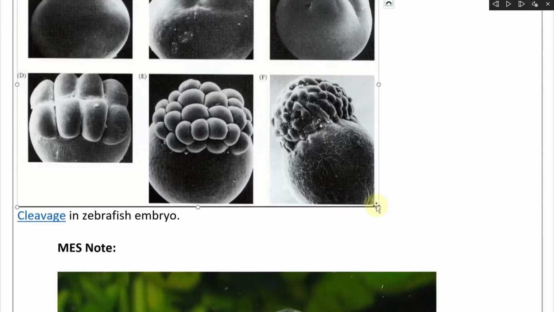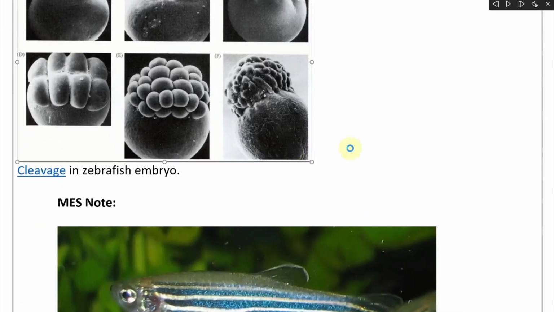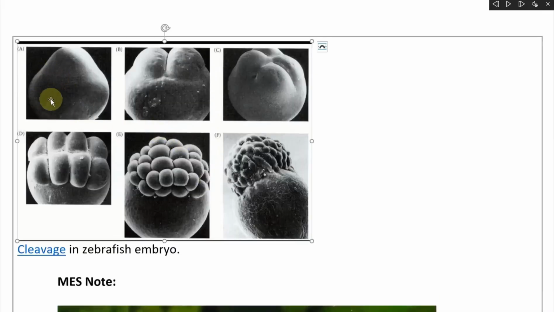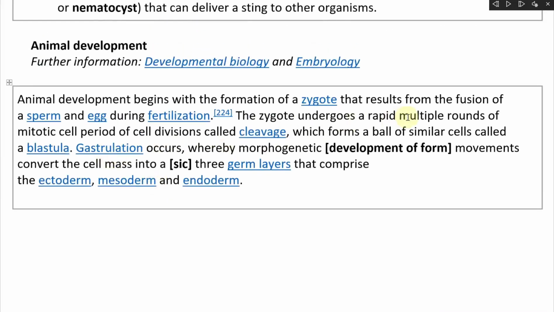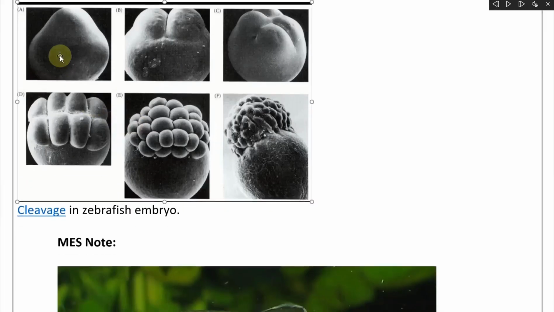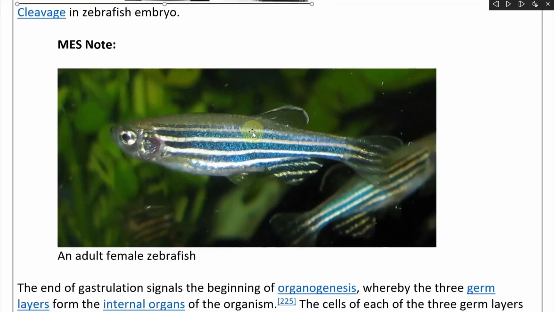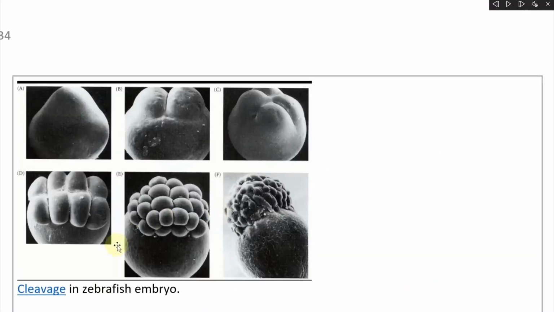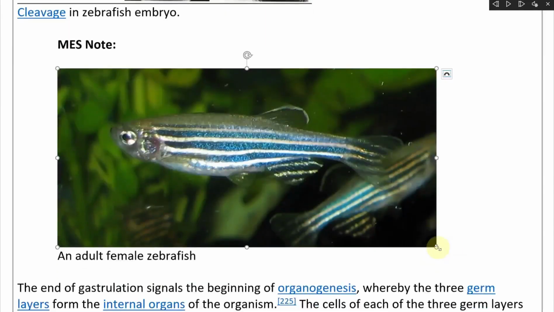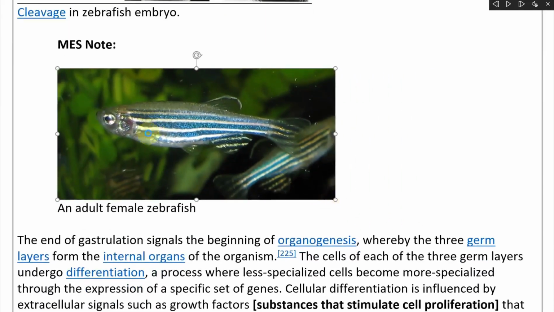But here's a cleavage of a zebrafish embryo, which is quite amazing. So you get this first blob there, and it splits, and then you get this continuous division there. That's quite amazing, actually. Let's go to that cleavage over here. So the zygote undergoes a rapid period of multiple rounds of mitotic cell divisions called cleavage, which forms a ball of similar cells called a blastula. So you get this zygote, and then it splits up into this ball there, and I would assume it keeps going. Very, very interesting. So that's a zebrafish embryo, and it turns into this eventually. And that's a zebrafish. So it has those stripes there.